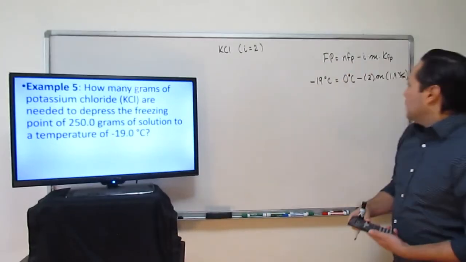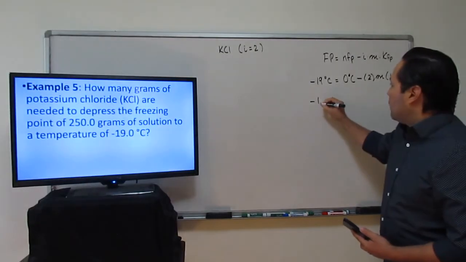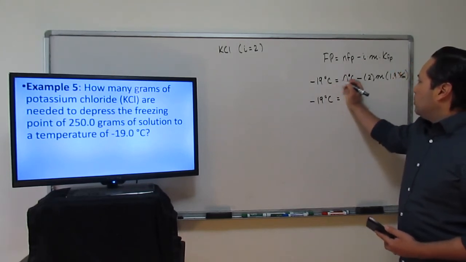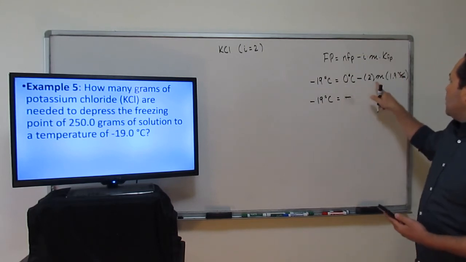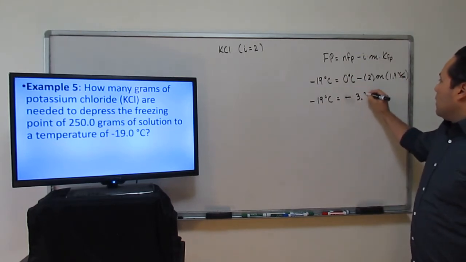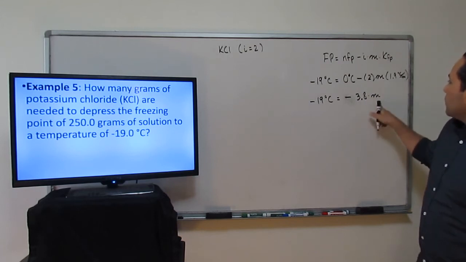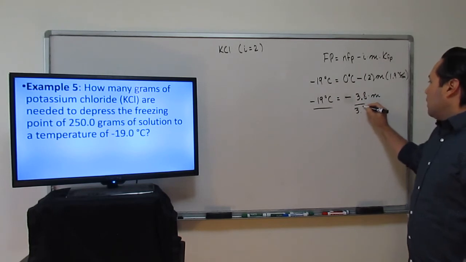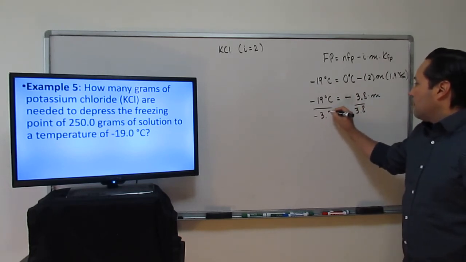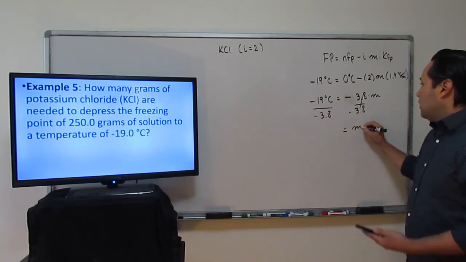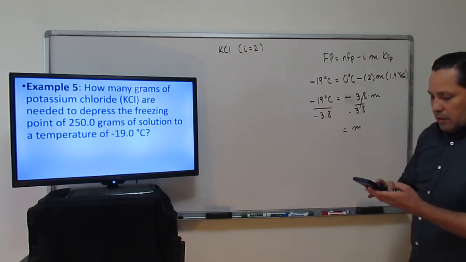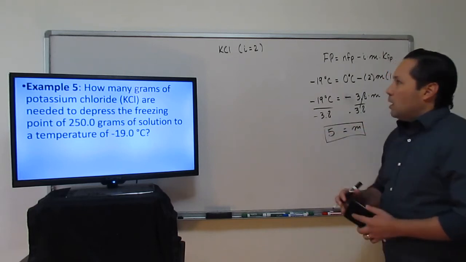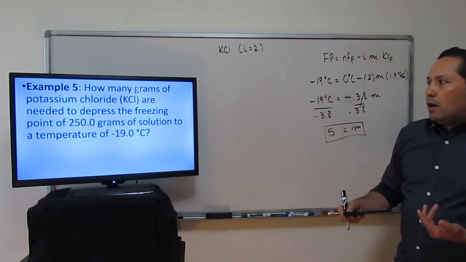Alright, so let's see. We're going to have negative 19 degrees Celsius. 0, well, this 0 minus this, so it just goes negative. 2 times 1.9 will give you 3.8 molar. Alright, so that's what we got. Now I'm going to divide both sides by negative 3.8. That will cancel out, giving me a molality of 19 divided by 3.8, 5 molar.